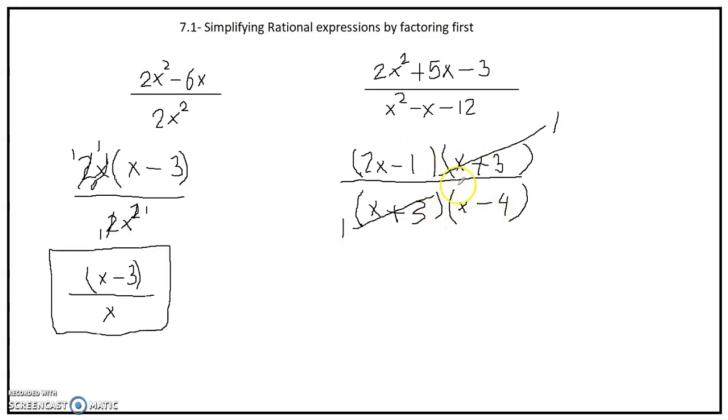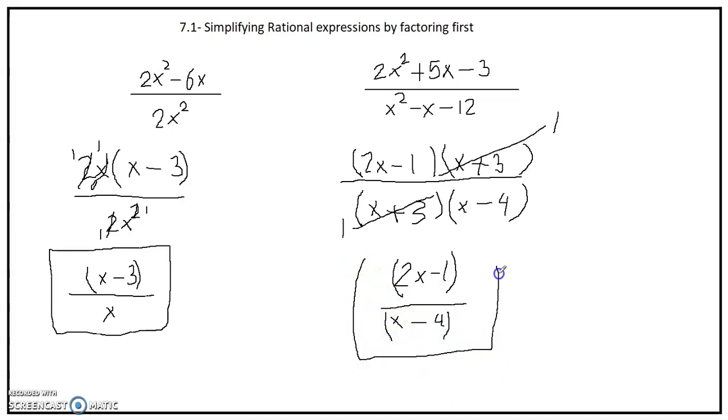And the remaining bits we can't really do much, so we'll just rewrite them. 2x minus 1 times 1. We don't have to write that, it's there. And 1 times x minus 4, x minus 4. So that'll be the final answer for this example.